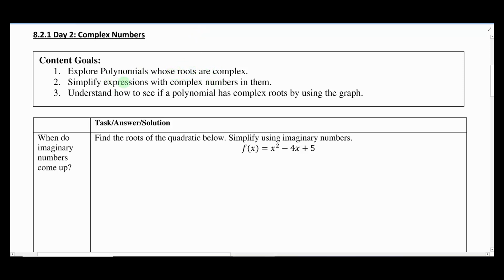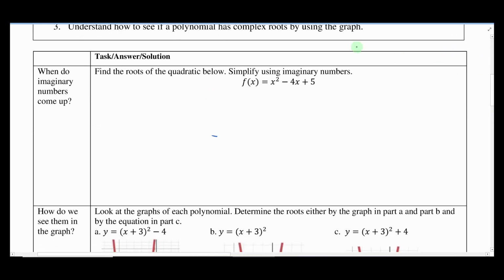We're also going to spend some time just practicing simplifying expressions with complex numbers in them, and we're also going to take a look at polynomials that have complex roots using the graph. So like, what does a graph look like when they have complex roots, all right? So let's get into it. So like I said, yesterday we looked at a polynomial that had complex roots. So we are going to take a look at a few more of those today. So this polynomial that we're starting off with here is going to have a couple of complex roots. So let's see where they pop up and see if we can find them.